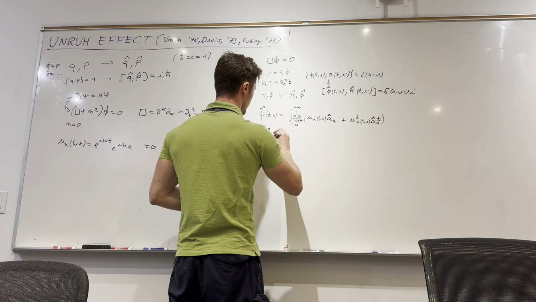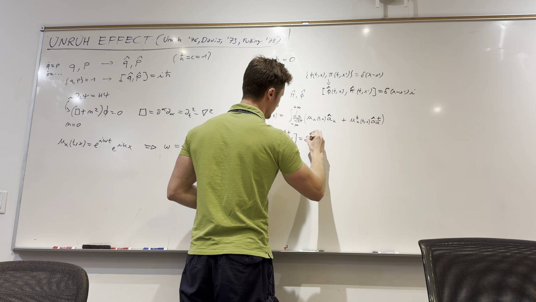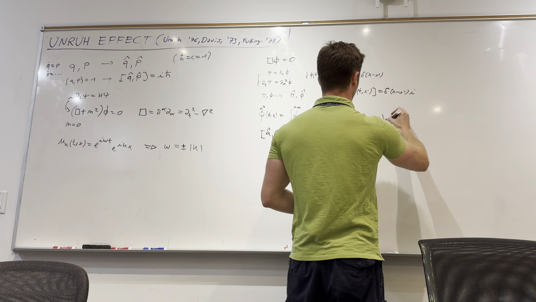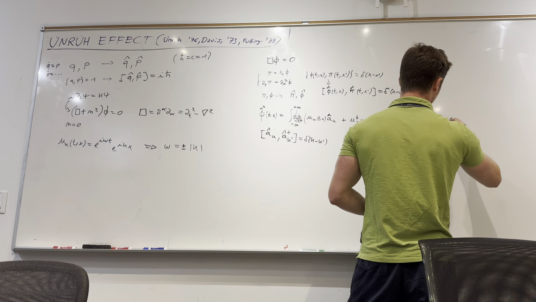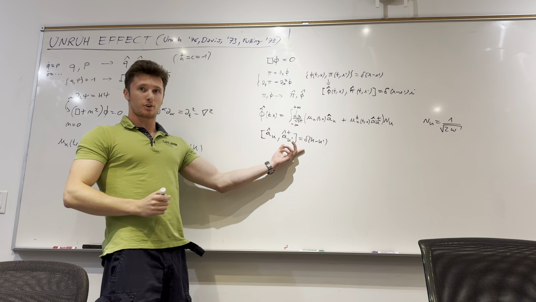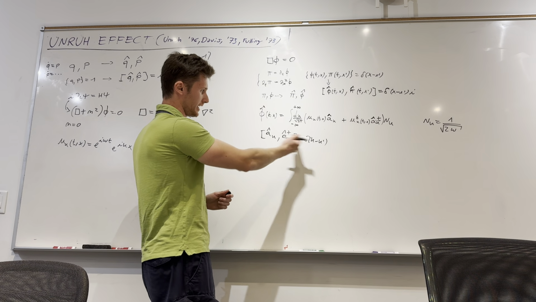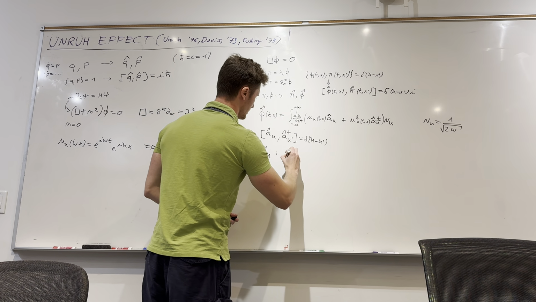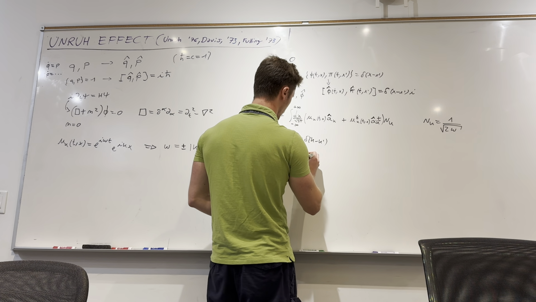So I will get something like this, provided that I normalize this accordingly with a normalization factor that is basically 1 over 2 omega. But now we have solved the problem, because for each mode k we know what the Hilbert space of the quantum harmonic oscillator is. The Hilbert space for each mode k is spanned by all the number states that we all know from the normal quantum harmonic oscillator.